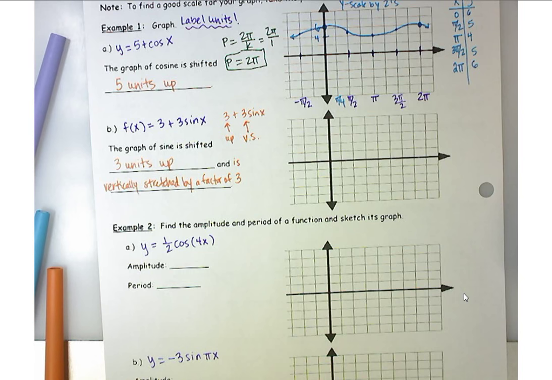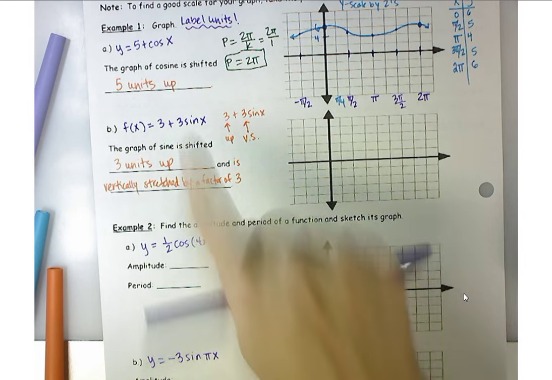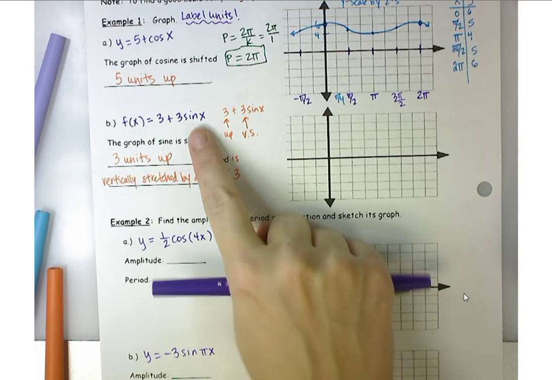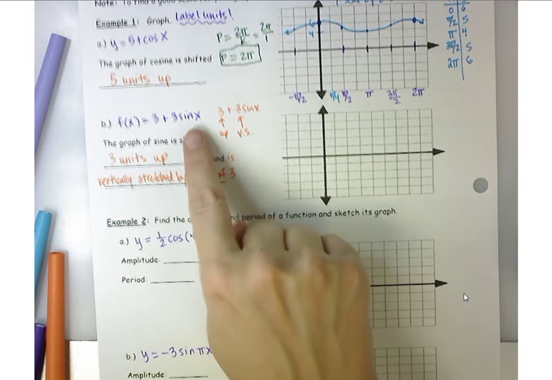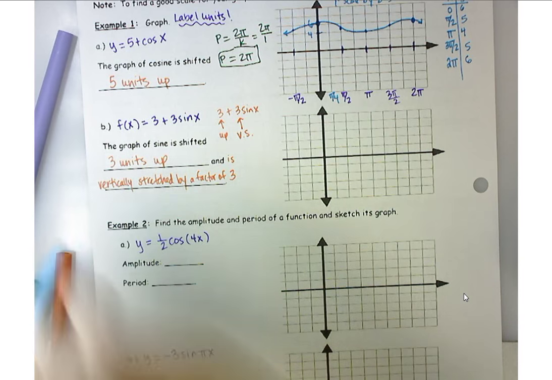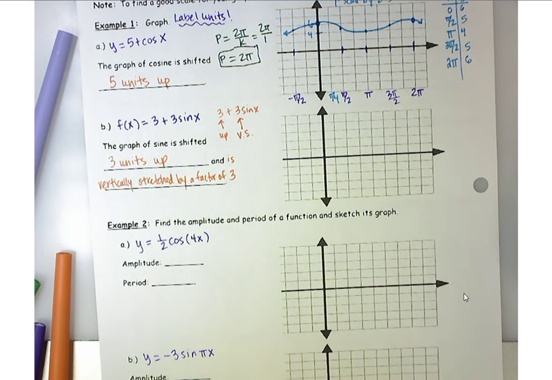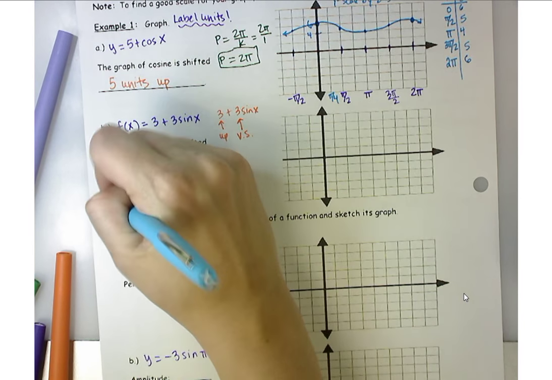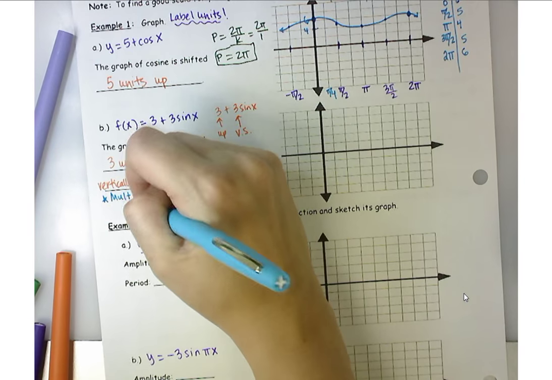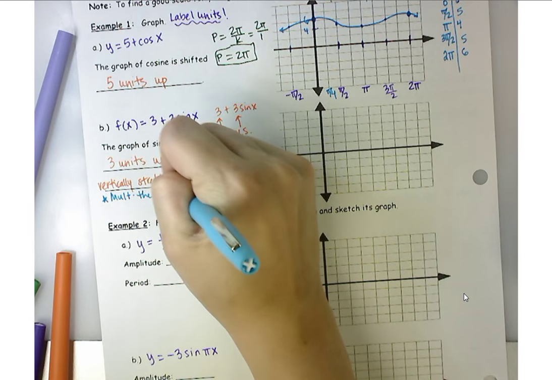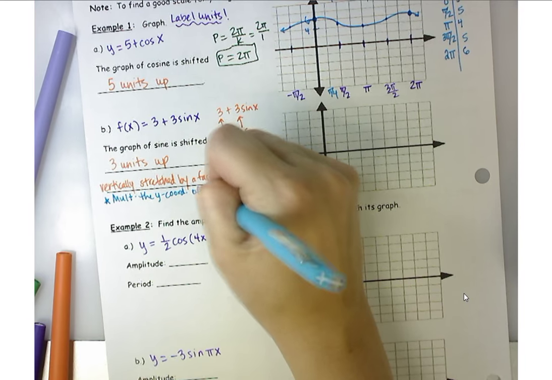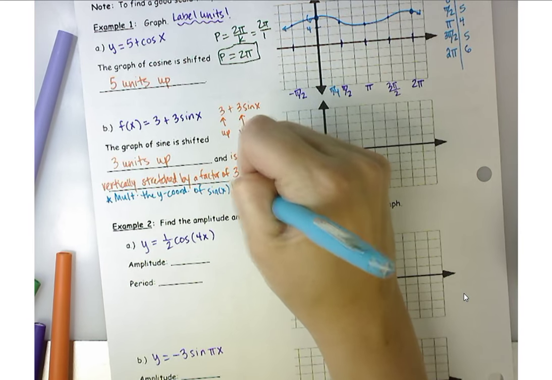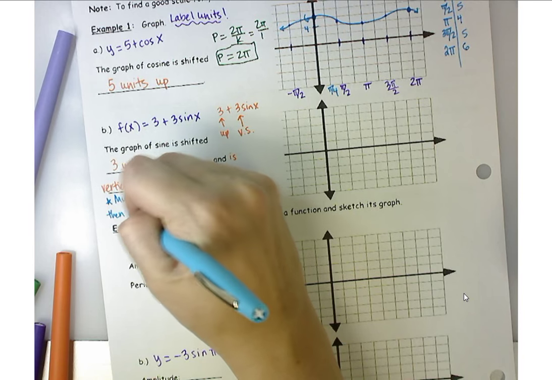So from what you did yesterday, if you know what the sine of x is, how could you find what 3 plus 3 sine of x is? What could you do to the y value of that? What did you guys do yesterday on your chart? Yep, so you can multiply by 3, and then you'd have to do what? Good, so you can multiply the y-coordinate of sine of x by 3, then you can add 3.